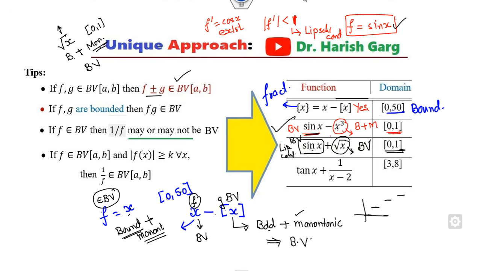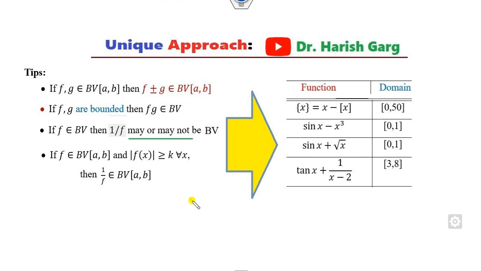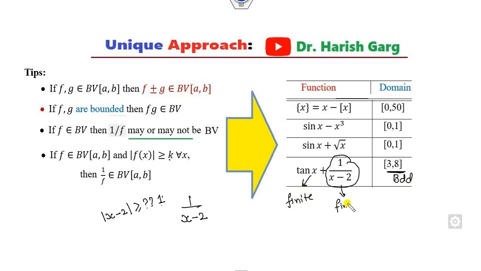Look at the last part. If I consider the last part, it is a fraction. First of all, for 1 over f, can you say x minus 2 is greater than something for all x in this domain? Yes, you can see it is always greater than or equal to 1. So this is a non-zero k. So it means this also is a bounded domain. On 3 to infinity, this is finite. On 3 to 8, this is finite. This is bounded. This is monotonic. So this is of bounded variation.